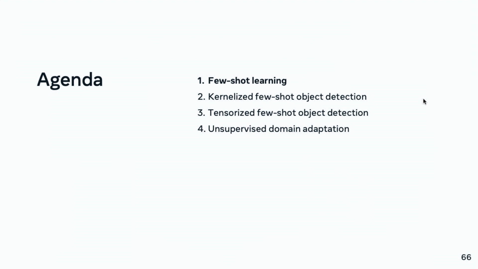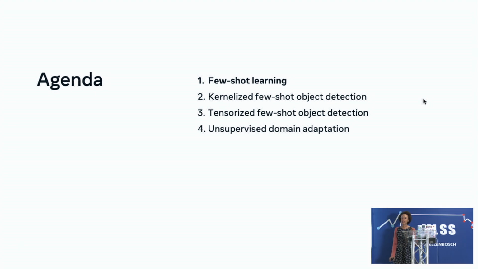Okay, so the agenda is that I'm just going to discuss a little bit what few-shot learning is, a very brief introduction, and then I'll talk through two examples of how you can use this for object detection tasks. I may not do the second one, I think we may not have time. And then I'll give another example of using domain adaptation.